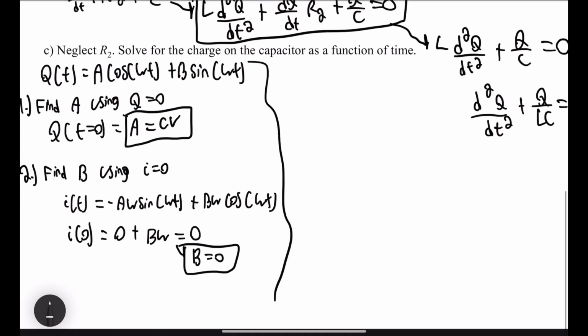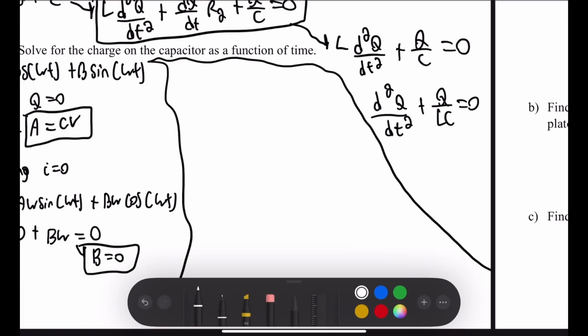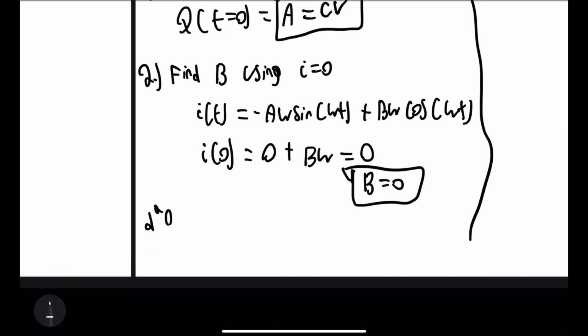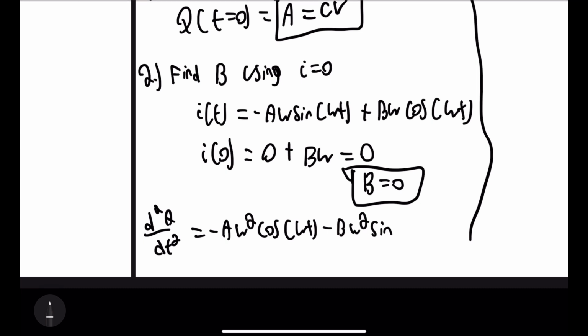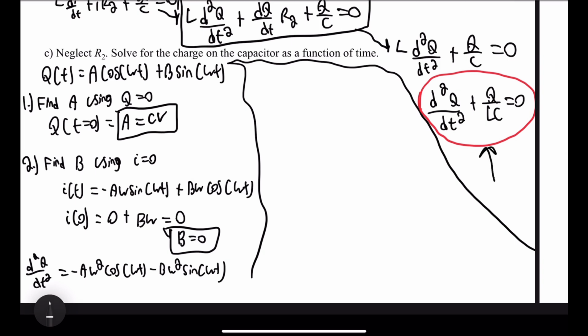And then to solve for omega, or the w, we would plug it back into this equation in red. But I don't have the second derivative, so let me get that real quick. The second derivative would be: derivative of sine is cosine, then chain rule again, so negative A omega squared cosine omega t; derivative of cosine is negative sine, negative B, then chain rule, omega squared sine omega t. And then we just plug this in over here, back to the original equation.